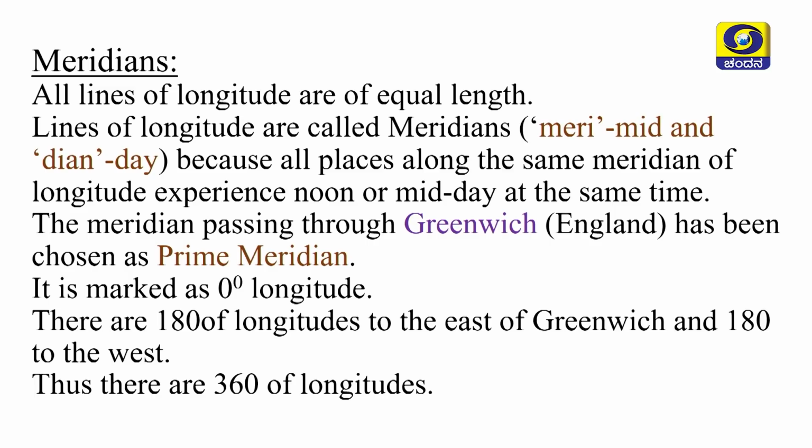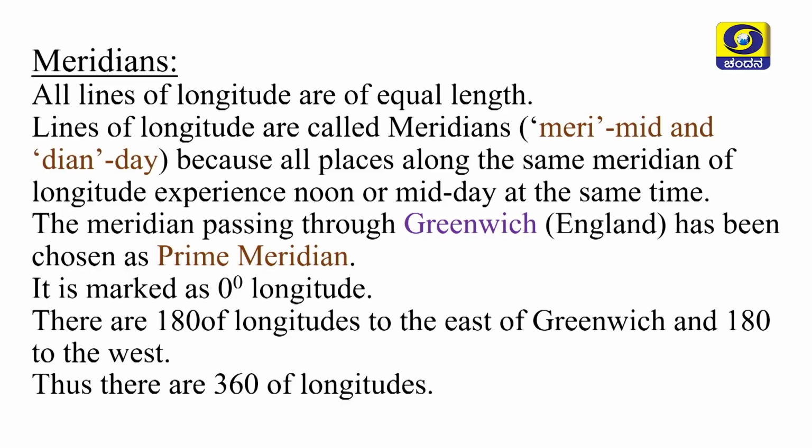That is why we call it the prime meridian. That one we mark as 0 degree longitude. The prime meridian we can call 0 degree longitude, or you can call it the Greenwich meridian. There are 180 longitudes east of Greenwich. From the prime meridian, if you move toward the east, we have 180 longitudes. If you move toward the west, again we can find 180 longitudes.